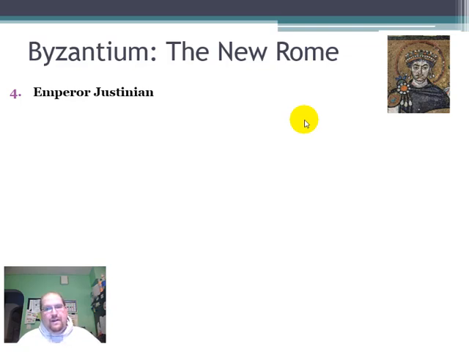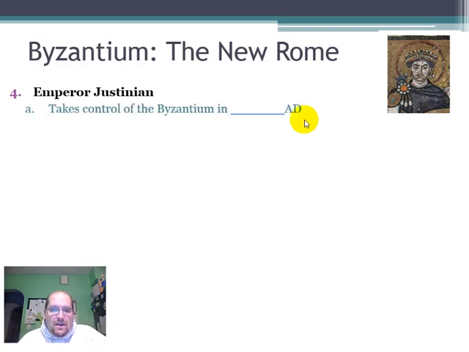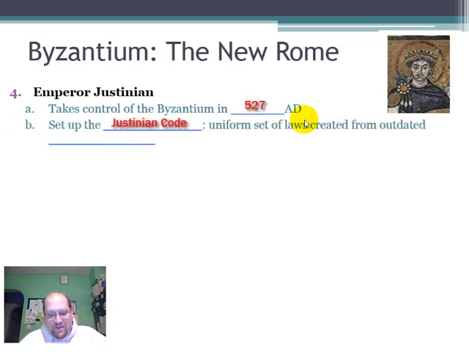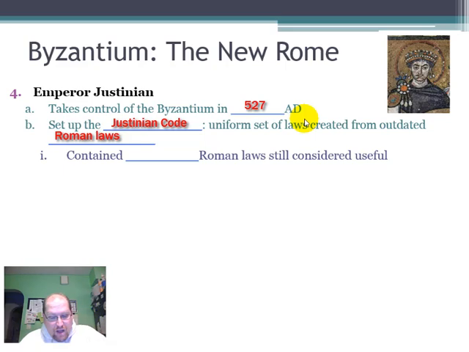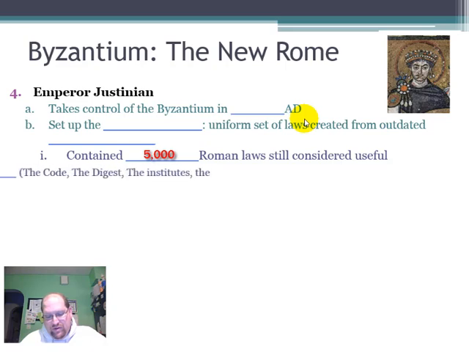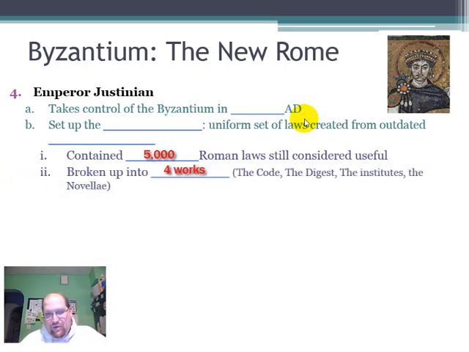Now, on to one of their bigger emperors, Emperor Justinian. Emperor Justinian takes control of the Byzantine Empire in 527 AD. He set up what today is called the Justinian Code, which was a uniform set of laws created from outdated Roman laws. So basically, he modernized the legal system. It contained over 5,000 Roman laws that were still considered useful. It did break up into 4 parts: the Code, the Digest, the Institutes, and the Novella.